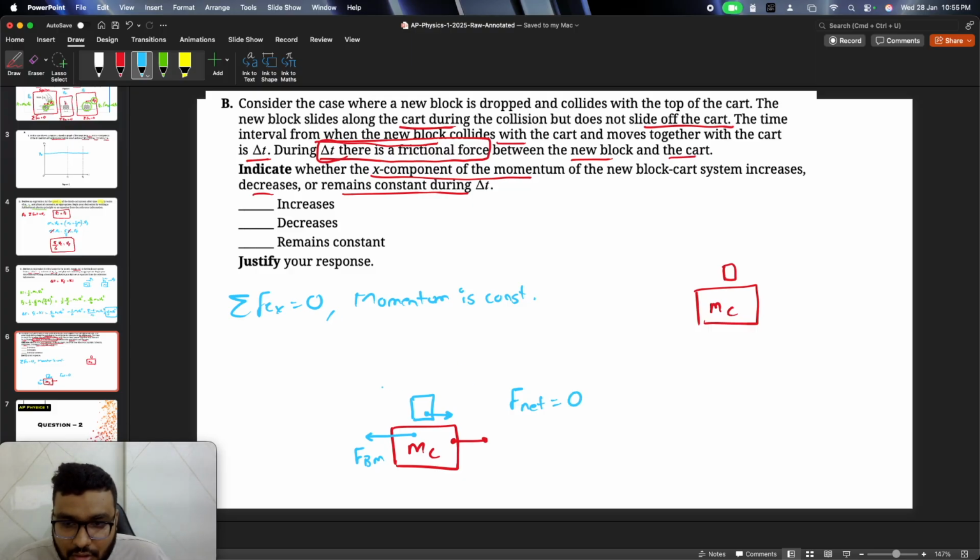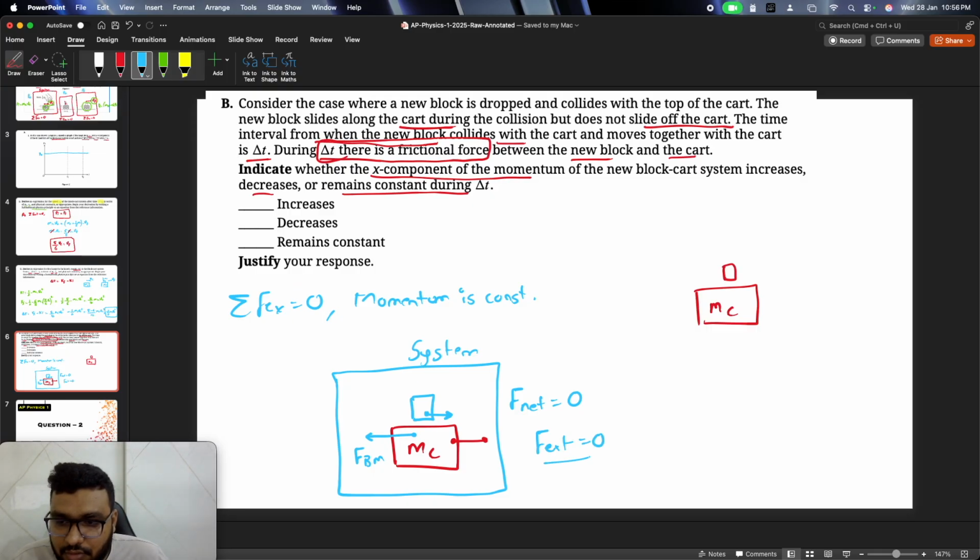And again, these are all internal forces. So for the system, I can say that the net external force is still zero. F external is still zero. As F external is still zero, initial momentum is going to be equal to final momentum. Hence, it is going to be conserved, so it should remain constant.